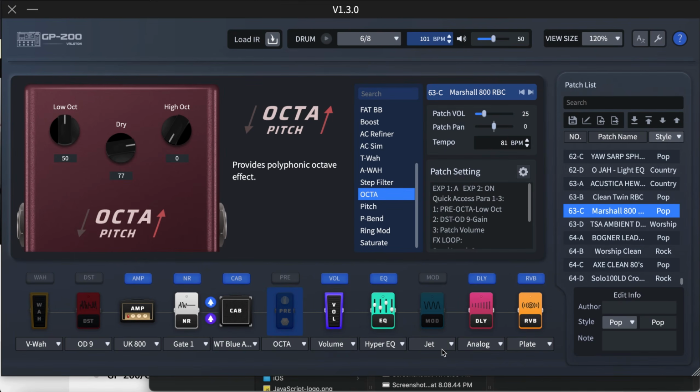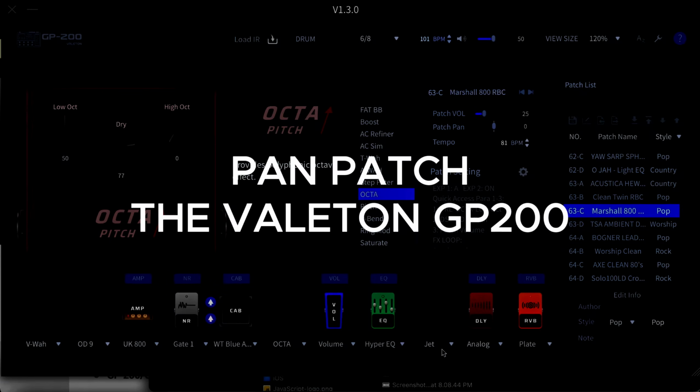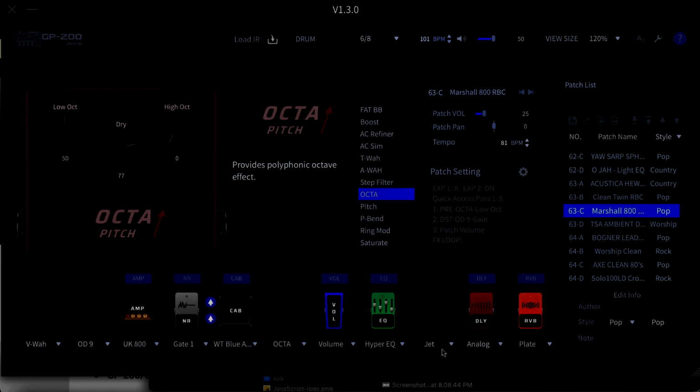In this video, I'll be looking at how to pan your guitar signal based on the patch that you are using. So think of it like there could be scenarios where there are two guitarists playing. They could be playing the same thing or they could be playing different things to complement each other.